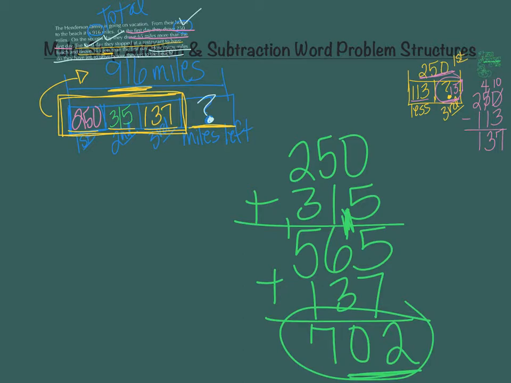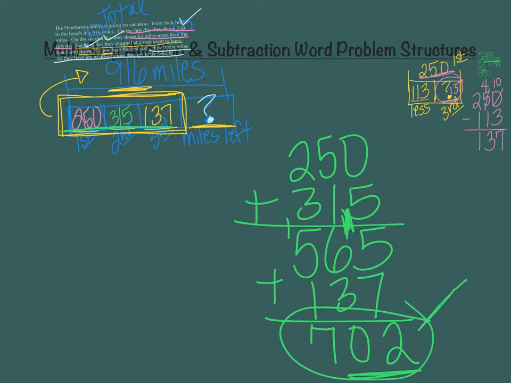Okay? The reason why is because if I put 702 in that box, that means if I added all 4 of those together, it should equal 916. Will that equal 916? Is that reasonable? No, absolutely not. That is not reasonable. 702 cannot go in that box. Not at all. 702 is the combination of those 3 numbers.